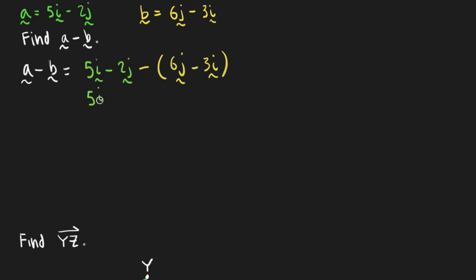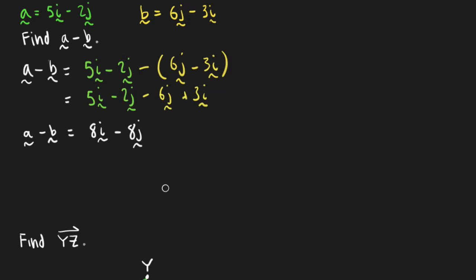It would be 5i minus 2j minus 6j plus 3i. And then it's just a matter of bringing the i components together and the j components together. So there should be an equal sign there. So 5i plus 3i gives us 8i. And then negative 2j minus 6j gives us negative 8j. So that's what a minus b is. There you go, and you're done.